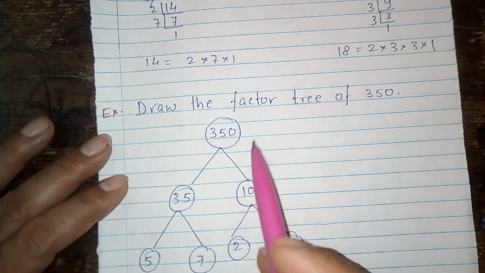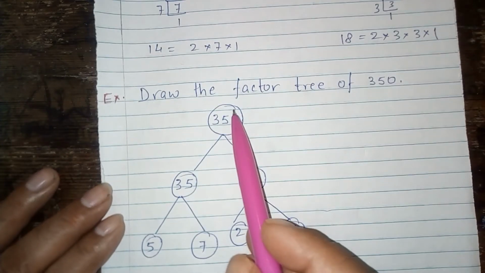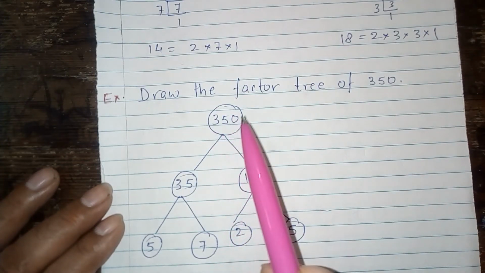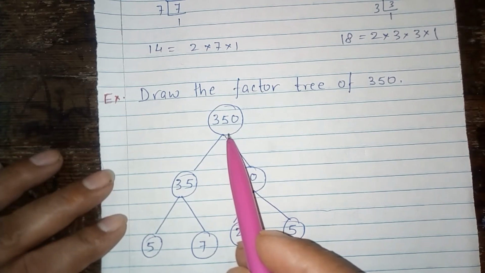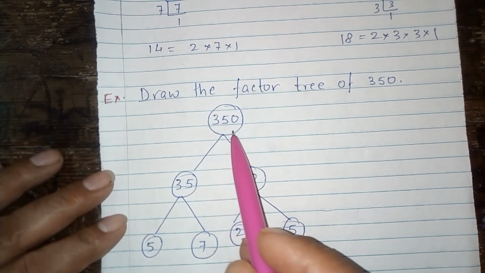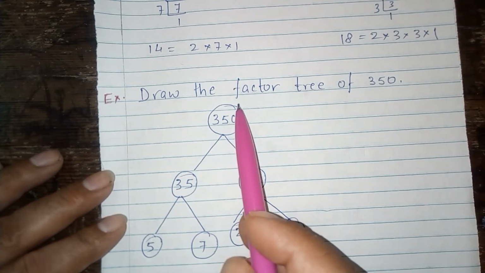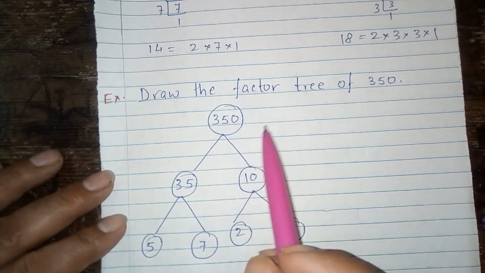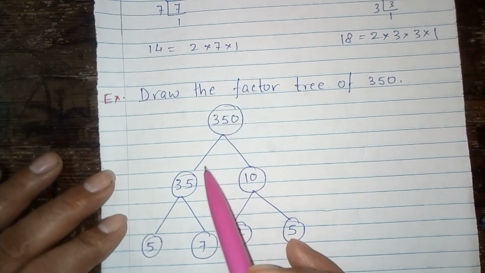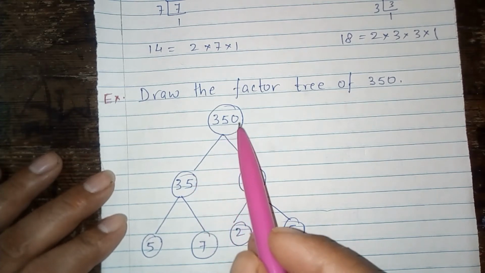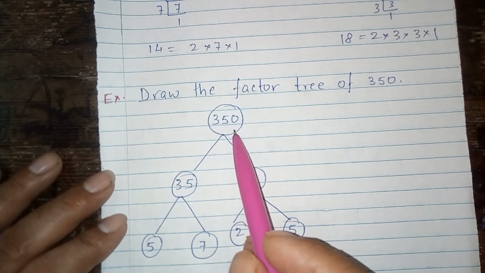So what will you do? Look here. This is your given number, 350. The meaning is you will find out the prime factorization of 350 by the factor tree. So what will you do? Obviously in this question we will find out the prime factorization of 350.